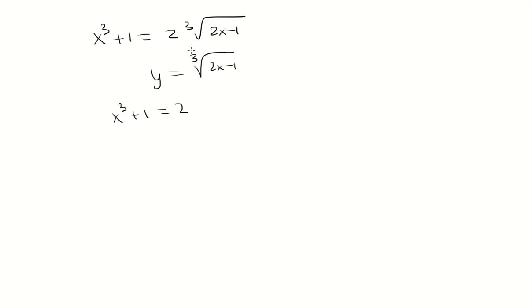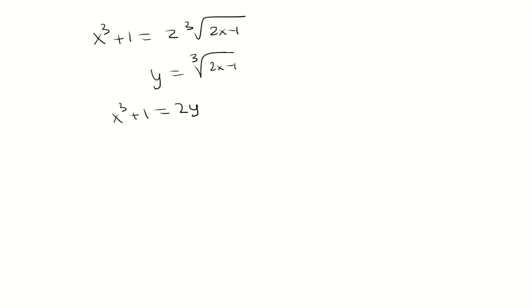We have x cubed plus 1 is equal to 2 times the cube root of 2x minus 1, and we want to solve for all real roots of this equation. So first, let y equal the cube root of 2x minus 1. That means that x cubed plus 1 is equal to 2 times the cube root of 2x minus 1, which is y.